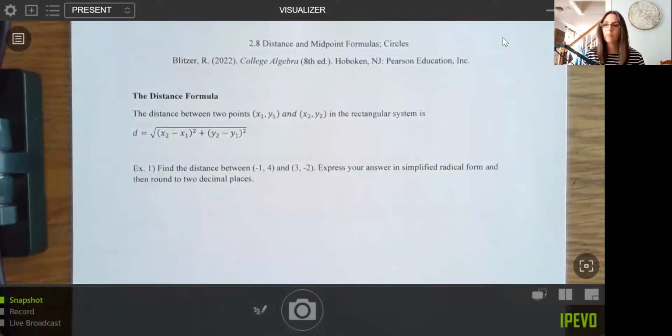When points are right above each other or right next to each other horizontally, we're able to count. We were counting a lot when we were doing slope and things like that, because we were counting just straight up or straight over, left or right. But if points are diagonal from each other and we're trying to find the distance between them, it's quite difficult. We can't just count.